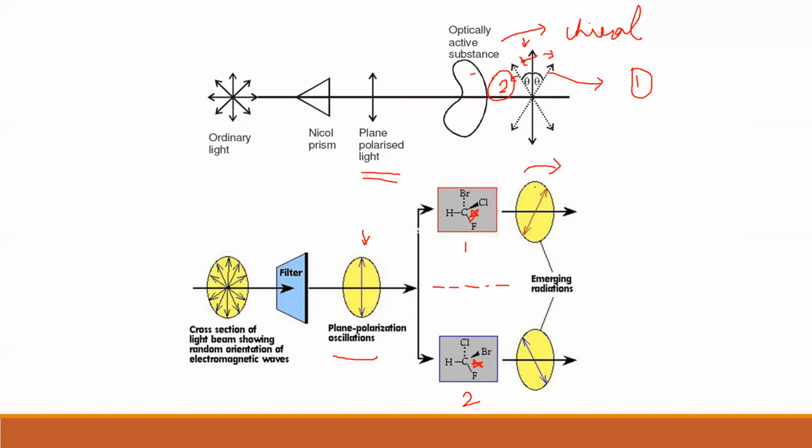Clear? This would have been the original direction. Now compared to the original direction, what has happened to it? It is rotated to the right, and this angle is called theta. Got that? Here this angle is theta. This is called a dextrorotatory substance or the D form.